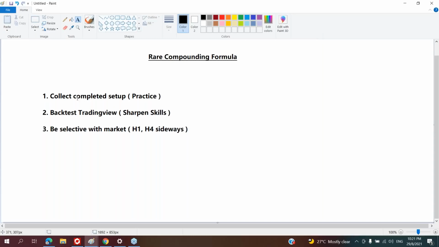Okay, so the formula has three steps. First, you have to collect completed setups, or I call it practice. Most traders really laugh at me for this because they think, the price is already complete, then you still collect the completed setup. But it's actually the way I practice to get more familiar with the setups and the movement and all that. So I call it practice. Let me show you.